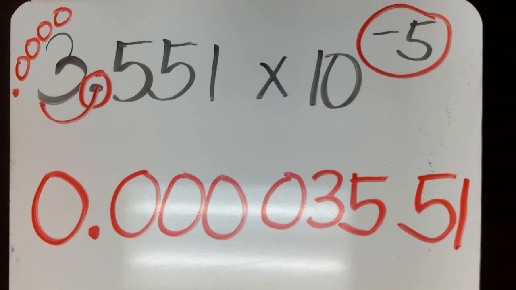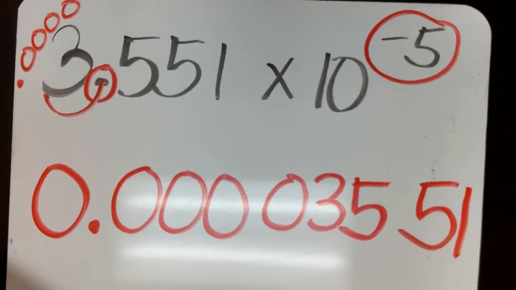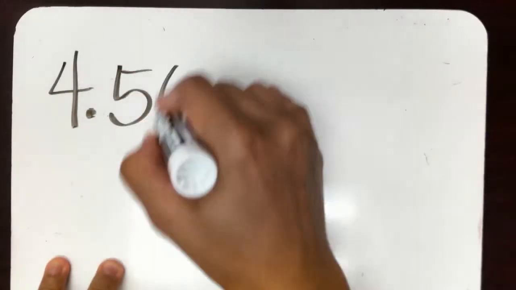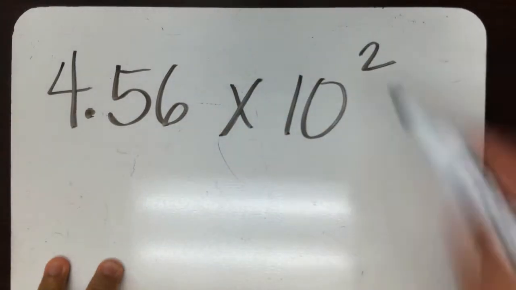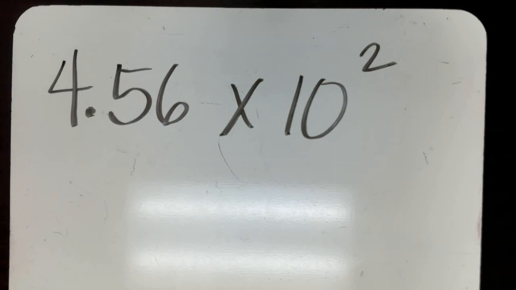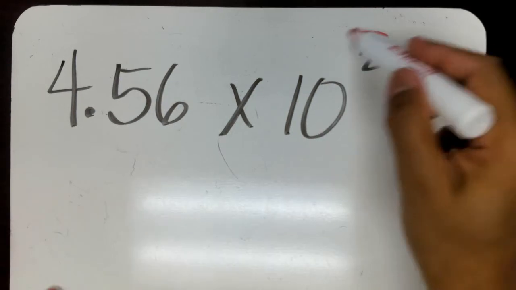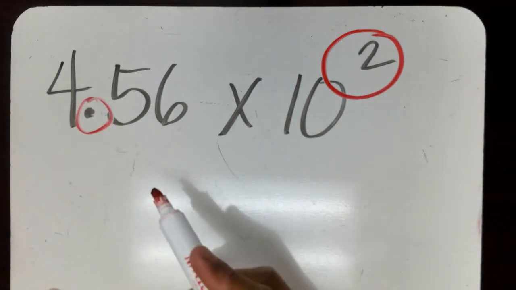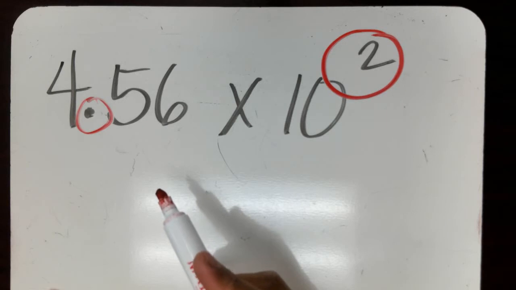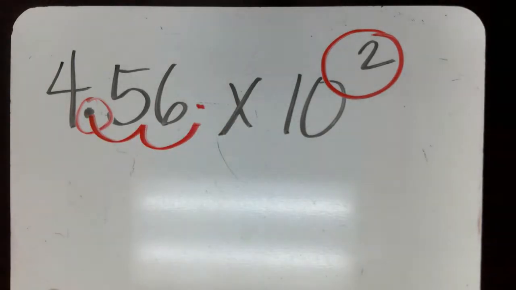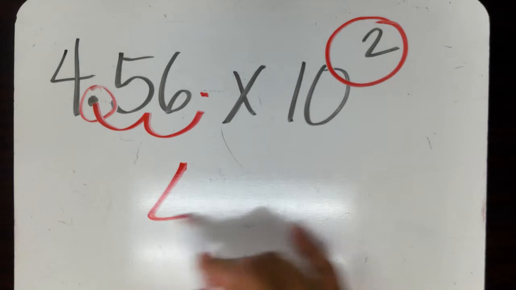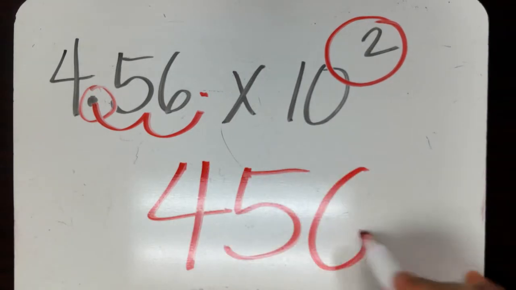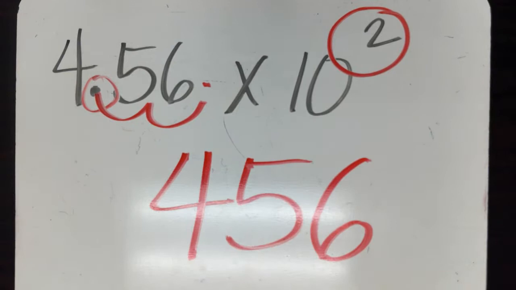And lastly, number 5. Number 5 is 4.56 times 10 to the power of positive 2. So look at the exponent again. That's positive 2. That means you just move 2 times to the right or left? Right, 2 times. So our final answer will just simply be 456. No need to add any zeros at all.